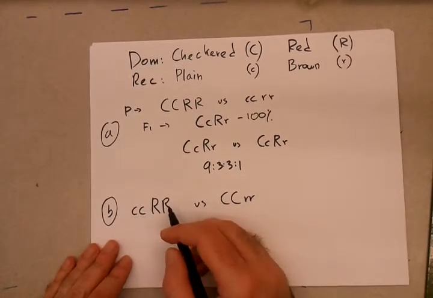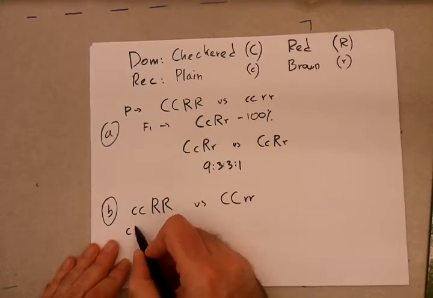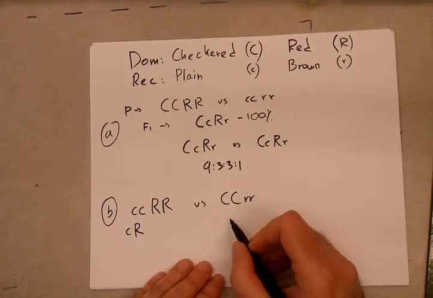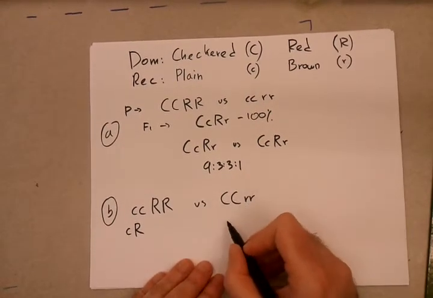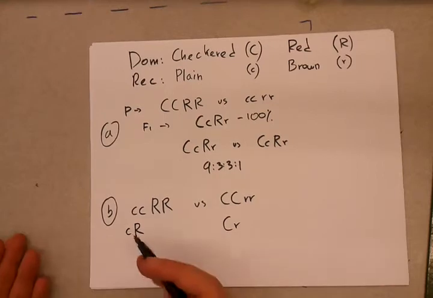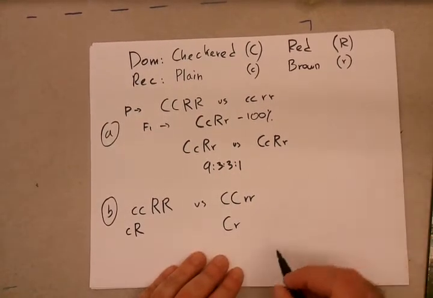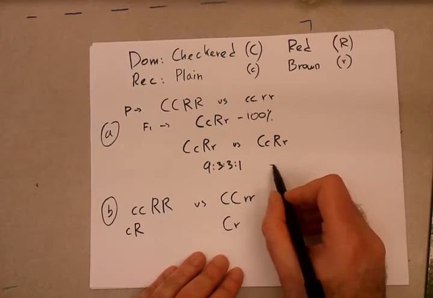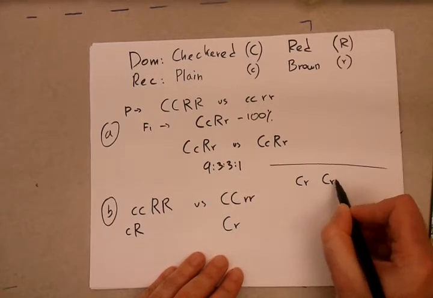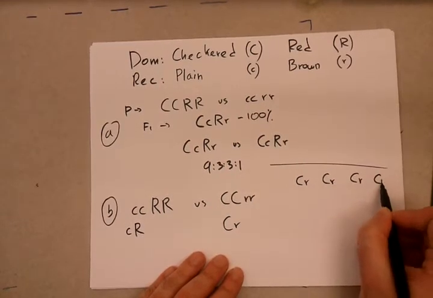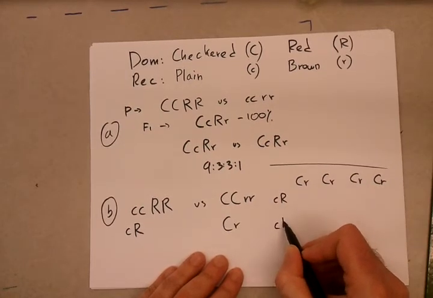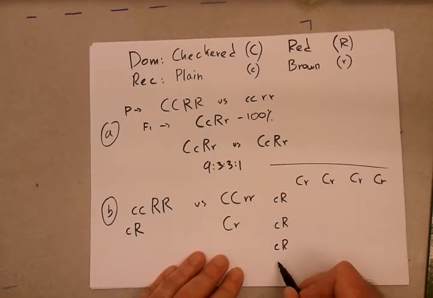So all the possibilities for the first parent would be little c and big R. That's really the only combination you can get. And the possible genotypes for the second parent is capital C, little r. That's the only way you can match up the C and the R in either parent. So when you create your Punnett square, you will have cR, cR, cR, cR. So I just arbitrarily chose this parent to be on the top. And then Cr, Cr, Cr, Cr.